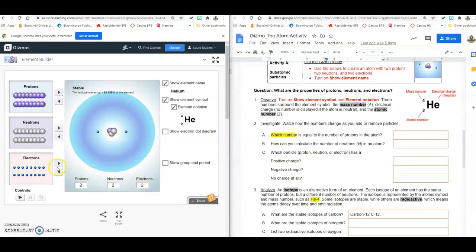So let's see, does this change if we change electrons? No, it doesn't. Does this number down here change if we add neutrons? No, it doesn't. Does the atomic number change if we add protons? Yes, it does. So if I have 3 protons, now I see a 3 in the lower left where the atomic number is. Go back to your worksheet and answer 2A.